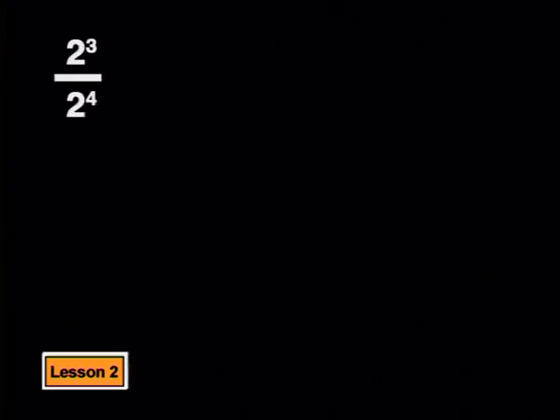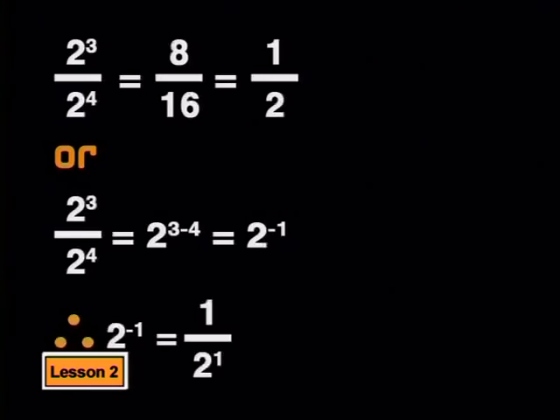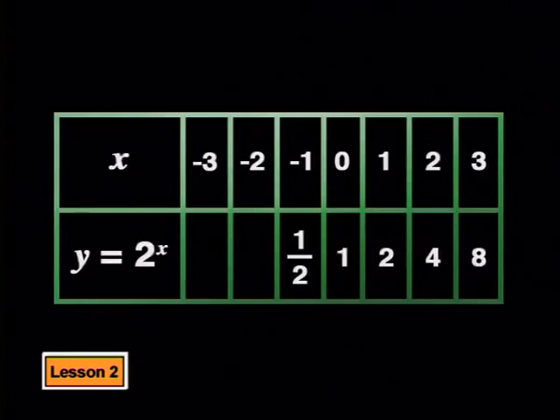Let me give you an example. What is the answer to 2 cubed divided by 2 to the power of 4? Well, 2 cubed is 8, and 2 to the 4 is 16. So we get an answer of half. But we could also do this calculation another way. To divide exponents that have the same bases, we can subtract their exponents. 3 minus 4 is -1. So the answer is 2 to the power of -1. So 2 to the -1 must equal a half.